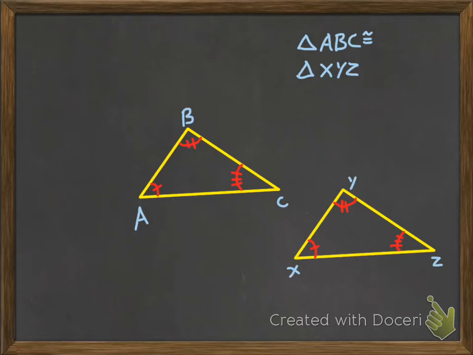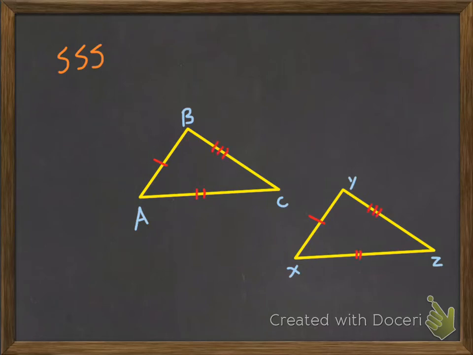So we discovered in class that we don't need all 6 components of a triangle to prove triangles congruent. We just need 3. So we need to look at all the combinations of sides and angles and see which ones work. The first one is side, side, side. And we did 2 examples of this.